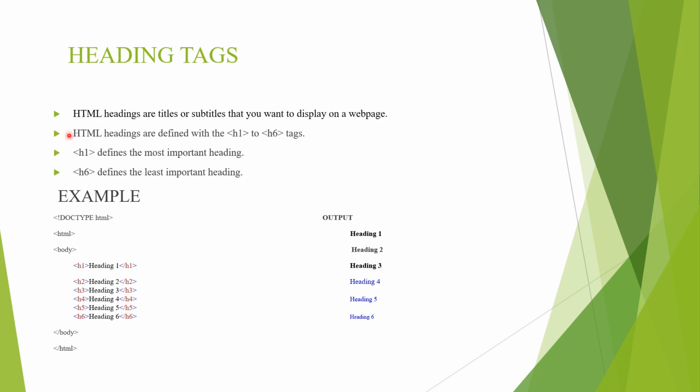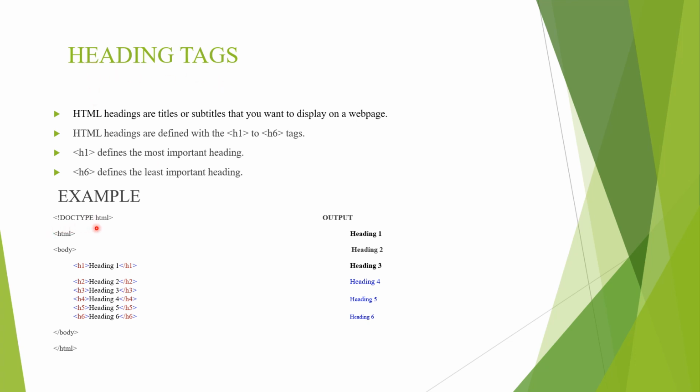Heading tags mainly consist of the headings or the subtitles that we want to display on the web page. HTML headings are defined within the H1 to H6 tags. H1 defines the most important heading, H6 defines the least important heading. Here is an example for the heading tag.